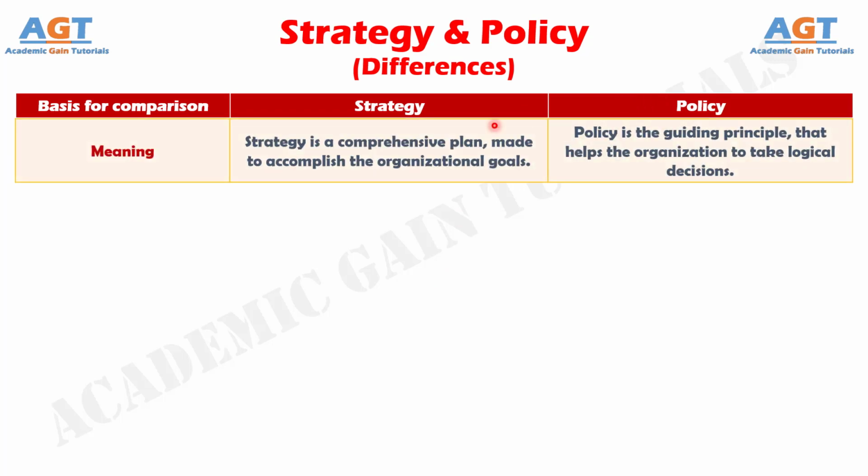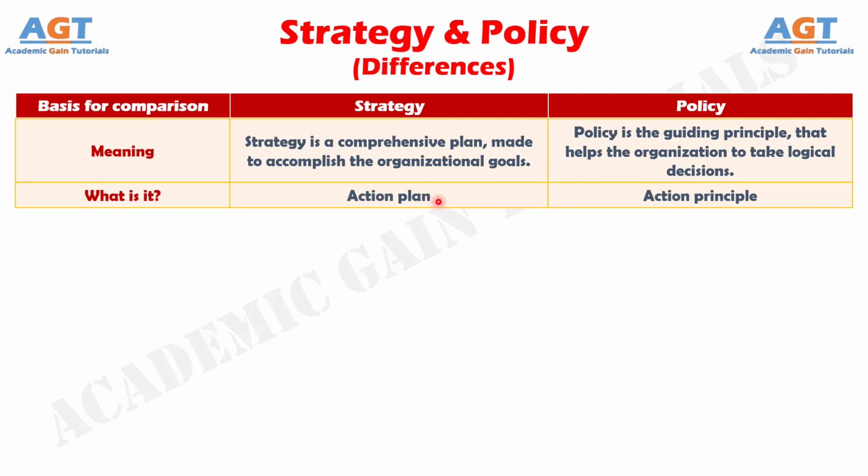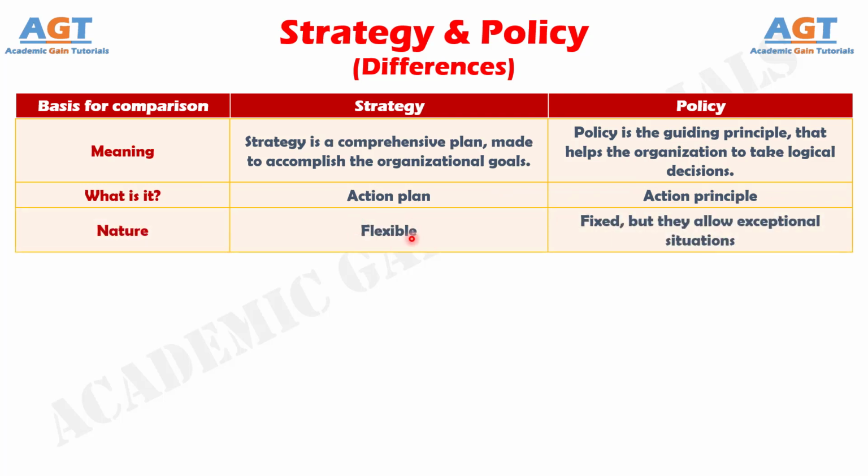Difference number 1. Strategy is a comprehensive plan, made to accomplish the organizational goals. On the other hand, policy is the guiding principle that helps the organization to take logical decisions. Number 2. The strategy is a plan of action, whereas the policy is a principle of action. Number 3. Strategies are flexible in nature, whereas policies are fixed in nature, but they allow exceptional situations.